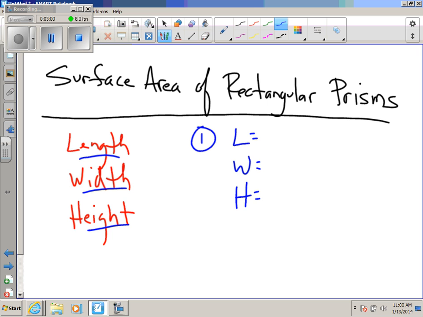Now, understand this. In the big picture, it does not matter to us that much which one you want to call the length, which one you want to call the width, which one you want to call the height. I just need to assign those 3 measurements to each of these labels, length, width, or height. All right? It's always going to change, depending on how you see the rectangular prism.